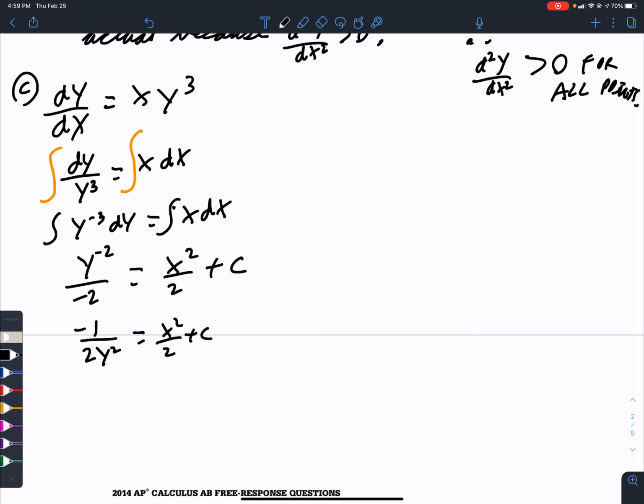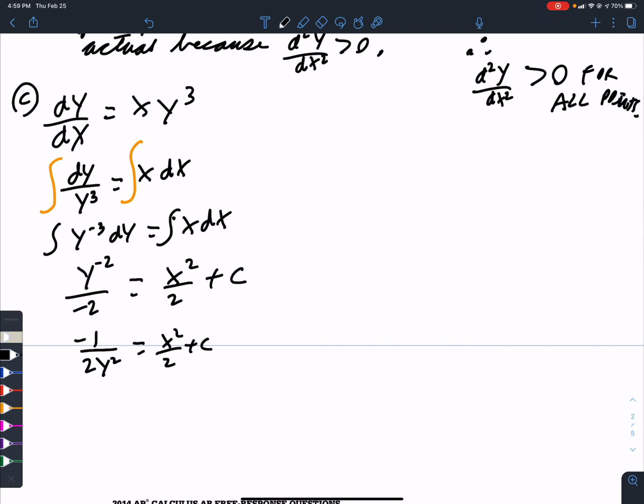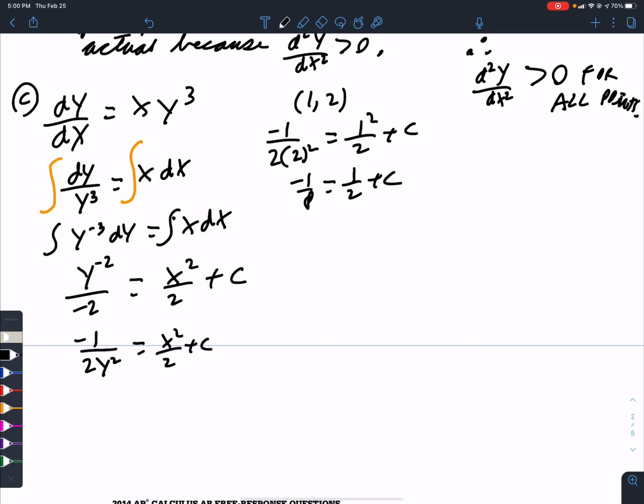Okay, so we know, or we are told, it goes through the point (1, 2). So I'm going to plug (1, 2) into this and solve for c. I'm going to get negative 1/2 times, and y is 2, equals 1 squared over 2 plus c. So that's going to be negative 1/8 equals 1/2 plus c. I'm going to subtract 1/2. That's going to give me negative 5/8 if you do your arithmetic right.